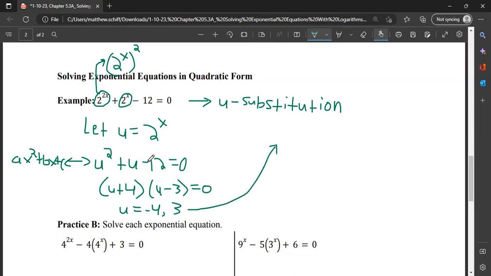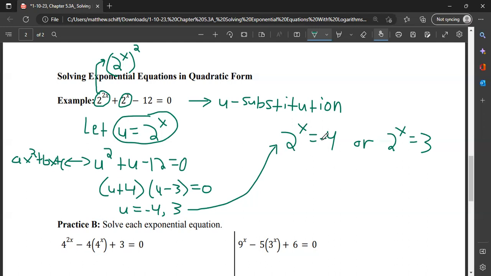But remember, u is equal to 2 to the x. So guess what? Either 2 to the x equals -4 or 2 to the x equals 3. Okay, so I went backwards. I remember that u is equal to 2 to the x. So if u equals -4, that really means 2 to the x is -4. And if u equals 3, then 2 to the x equals 3 because u equals 2 to the x. They are the same. I can swap one for the other.